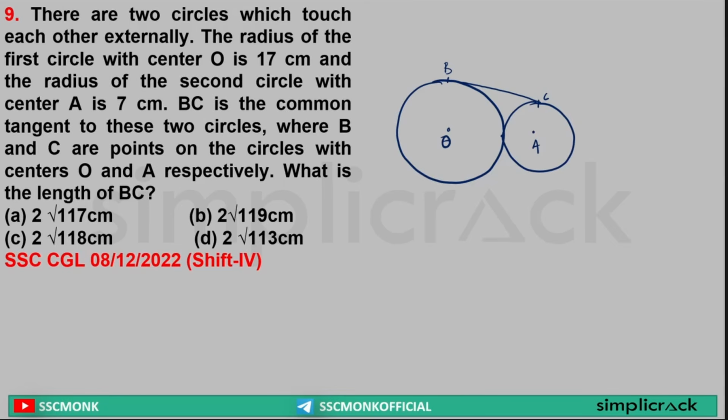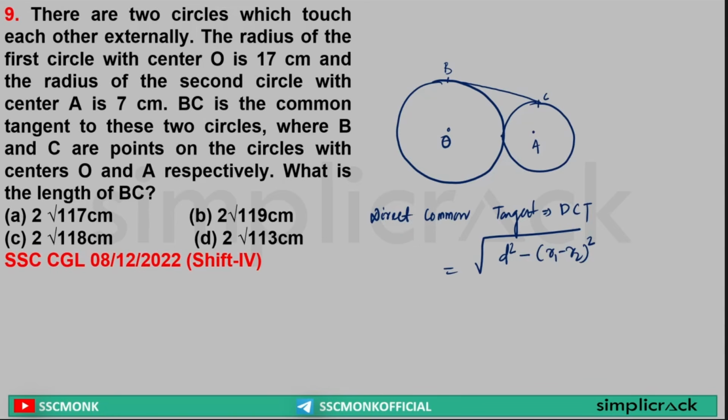Now understand, the direct common tangent is equal to the square root of d square minus (r1 minus r2) whole square. Clear? Yes or no?